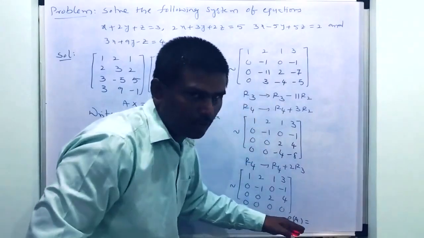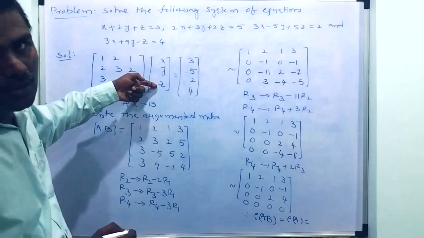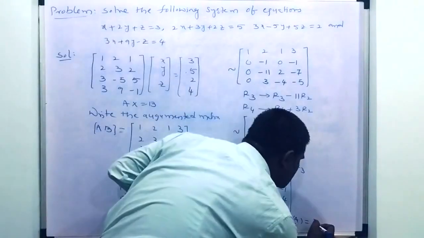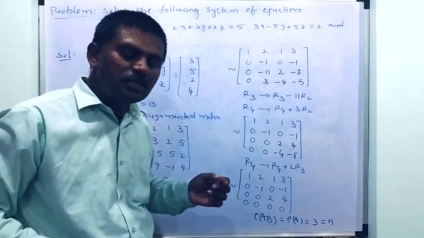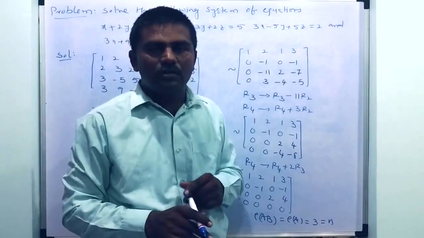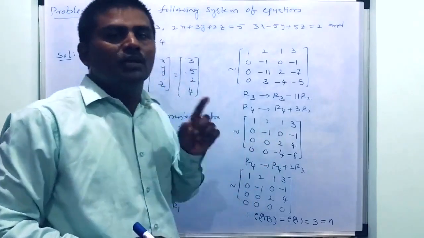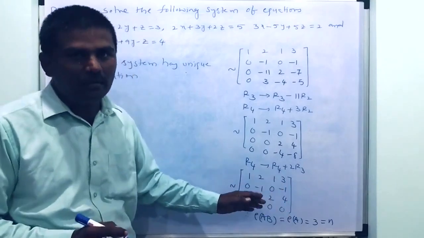Rank of AB is equal to rank of A, and the number of unknowns in the unknown matrix is also 3. That means 3 is equal to n, which is the number of unknowns. That means rank of AB is equal to rank of A is equal to the number of unknowns, so the system has a unique solution. By writing the equations, we can find the solution.